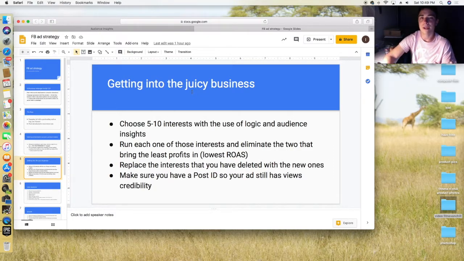Now, you can create those interests using your logic. So let's say it's personal training, a fitness brand, you can use interests such as personal fitness, home workouts, nutrition, health, stuff that logically makes sense. But if you're not sure, let's say you're selling, I don't know, dog shoes, and you're not really sure what kind of 5 to 10 interests you need to test, what I would do to help out is use Audience Insights.